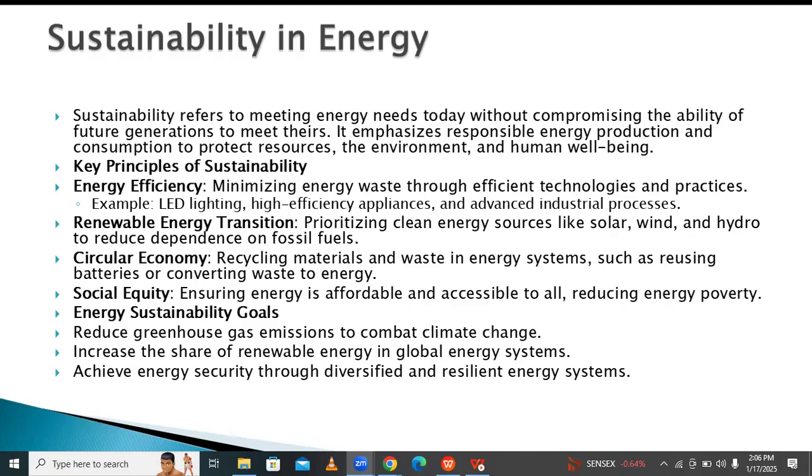So next, renewable energy transition. That is one of the important concepts. And next, circular economy and social inequity and energy sustainability goals. So this is about sustainable energy systems.